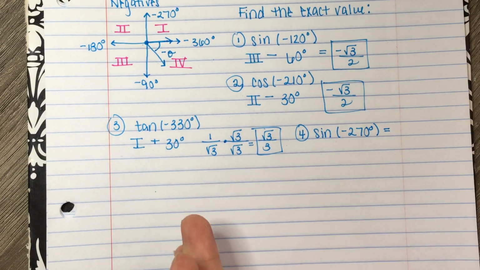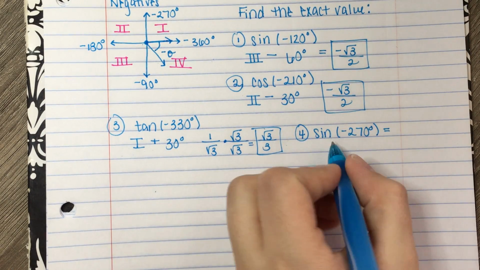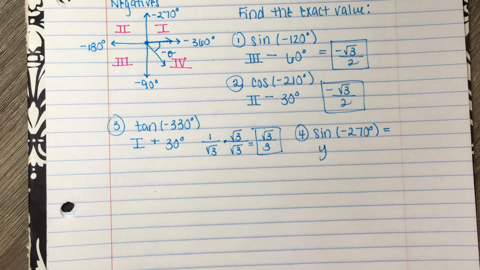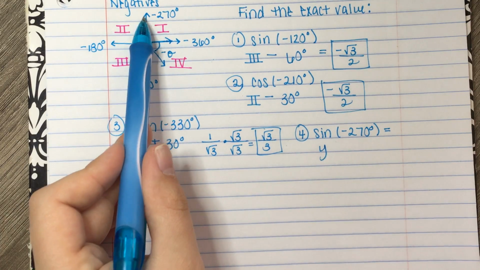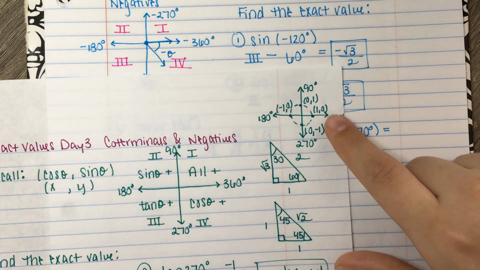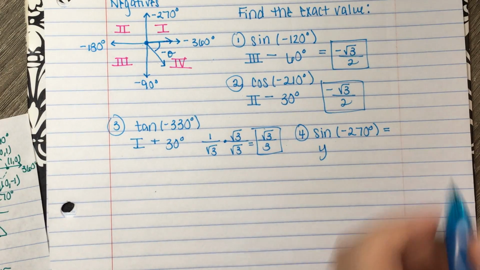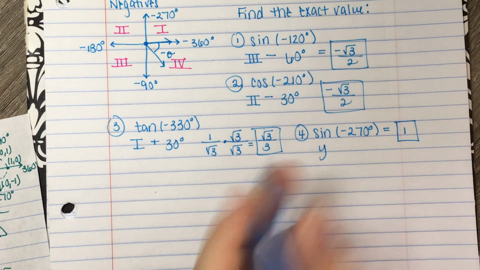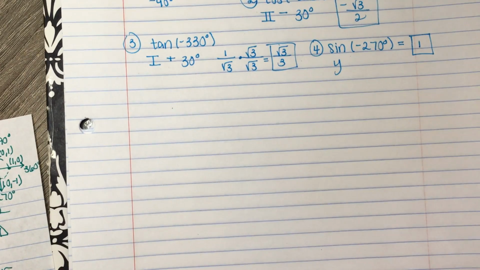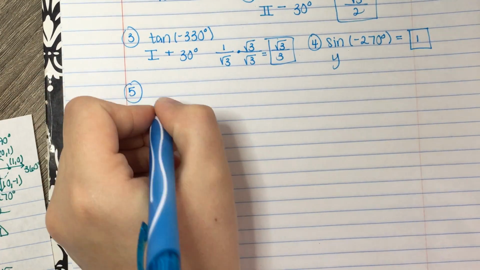All right, bells should be going off: 90, 180, 270, 360. That's a quadrantal angle. So I'm looking at my y coordinate on my tiny little unit circle. Negative 270 degrees would be here where 90 degrees is. So I'm going to look at my y value at 90 degrees, and it is 1. And then there's my answer for sine of negative 270 degrees. All right, we're on 5 out of 8, so we're doing pretty good.